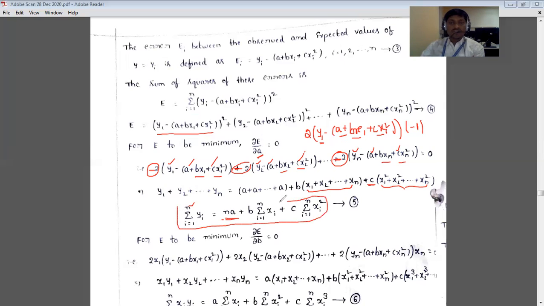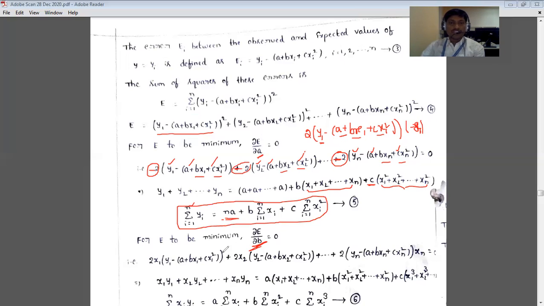Once you have understood that for the straight line, obviously you can get it easily with the parabola. Next we are going to apply dou e by dou b. Only one thing here: as usual we apply the derivative with respect to b. The derivative of y1 is 0, minus of a, the derivative is 0. Why? Because we are applying with respect to b. So what we'll get: dou by dou b of b is nothing but 1, but here it is having x1, so x1 is the remaining one. So here you will get x1.